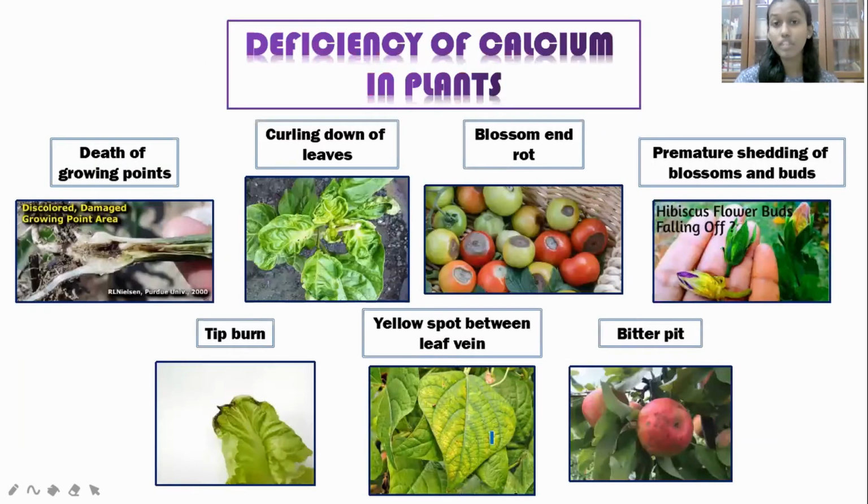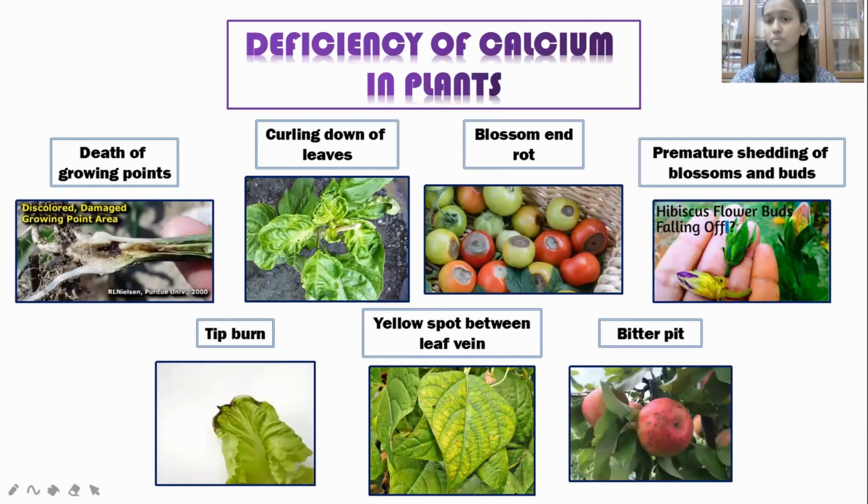Next, what will happen if the plant has a deficiency of calcium? We can observe that the growing points of the plants, like the roots and the shoots, will get really damaged. Also, the leaves will curl down overall. And blossom end rot occurs quite frequently in tomatoes that lack calcium, where the bottom part of the tomato gets rotten.